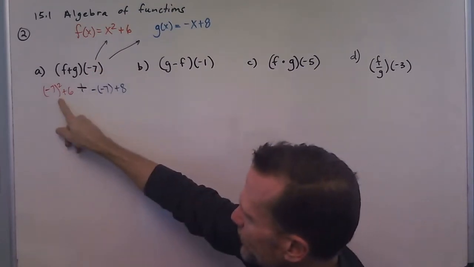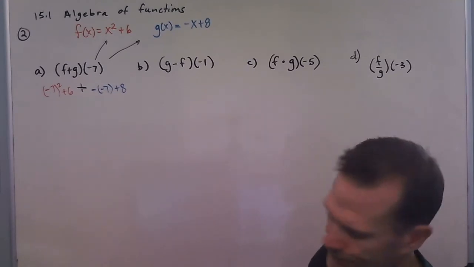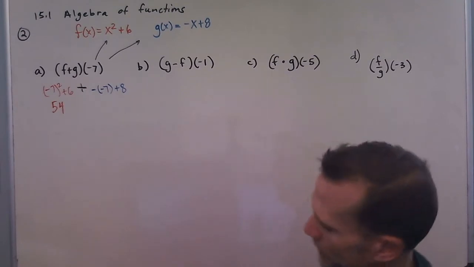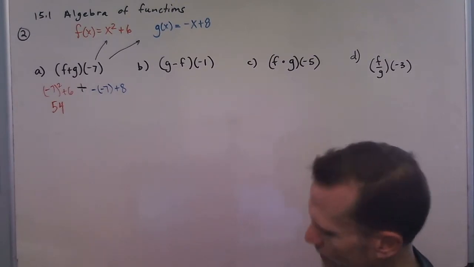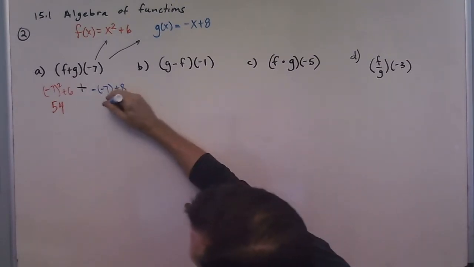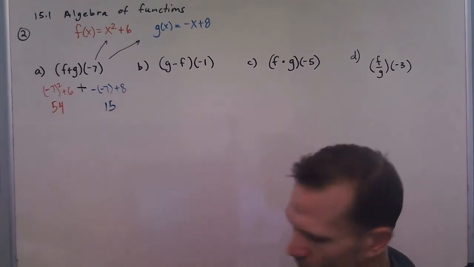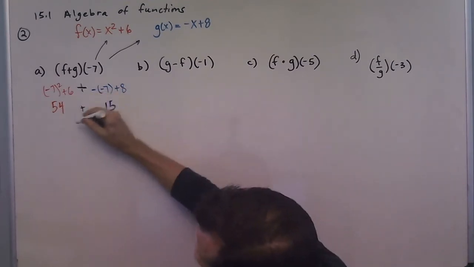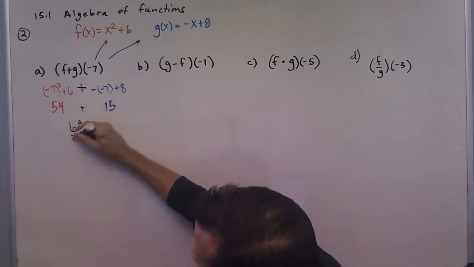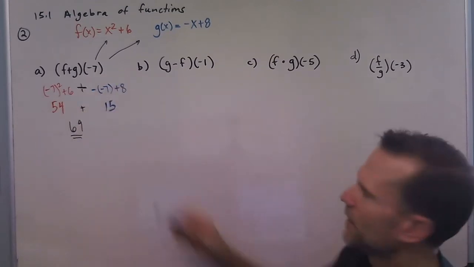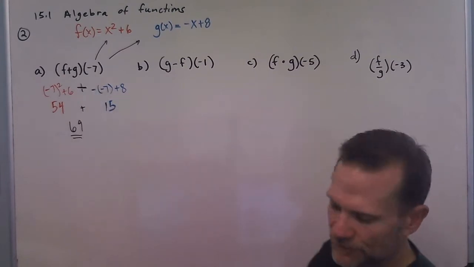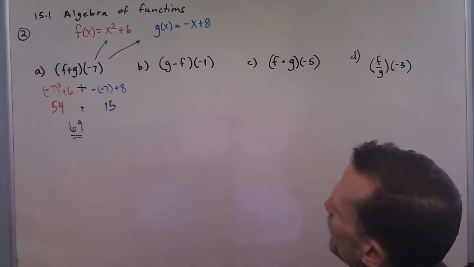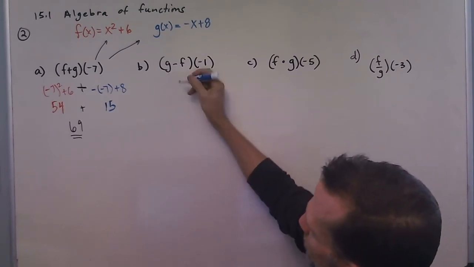So what I get here is 54. And then what I get here is 15. And then what I'm going to do with those two values is I'm going to add those together and end up with 69. And that's my solution to f plus g of -7. Okay? So now doing the input value of -1, notice the g function is first here.